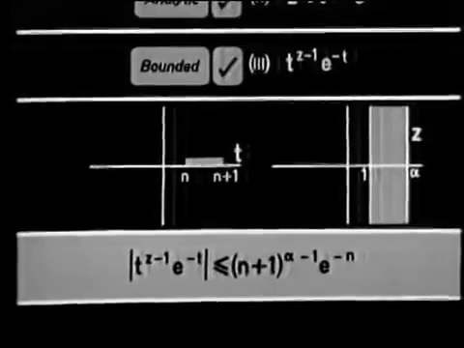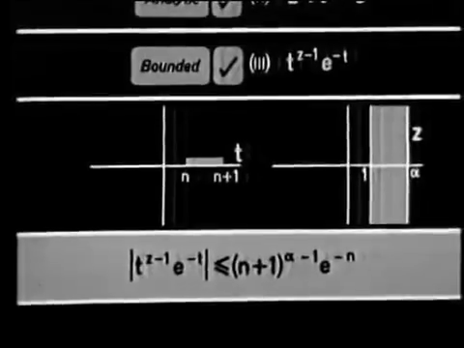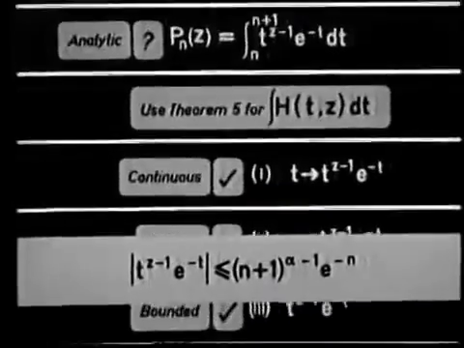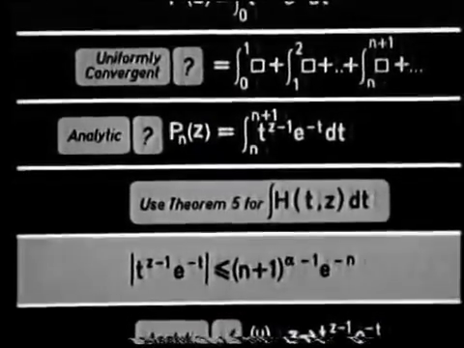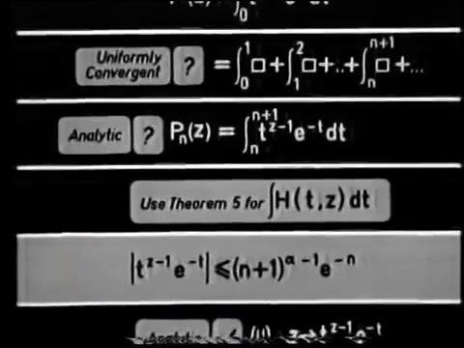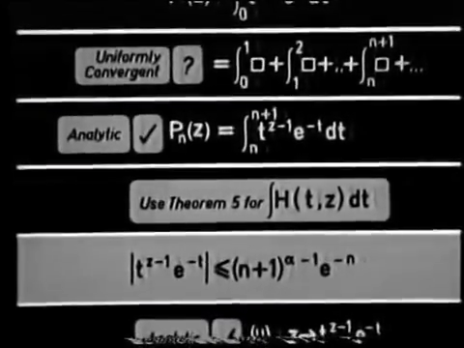Well, that completes the theorem 5 part of the problem. We've got bounded integrand, analytic as a function of z, continuous as a function of t, and so P_n(z) is in fact analytic. The remaining step, then, is to show that the series is uniformly convergent. For that, you must take the modulus of each term and try to find some bound for the general term. With the estimation theorem, it boils down to finding a suitable M and L.